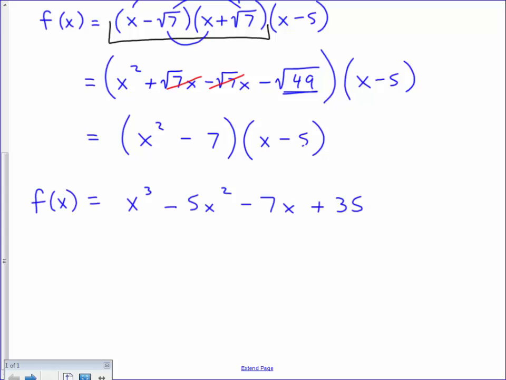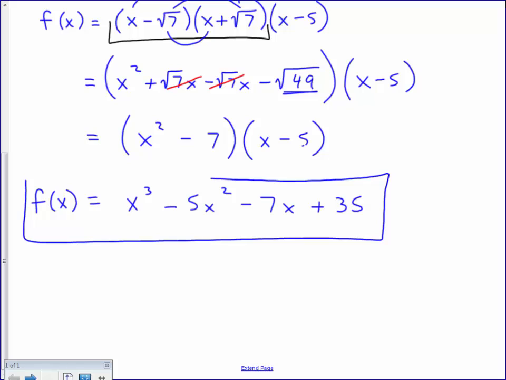When we're asked to find a polynomial, we want to always make sure to multiply out our factors, and then when we're done, the result should be a sum or a difference of terms.